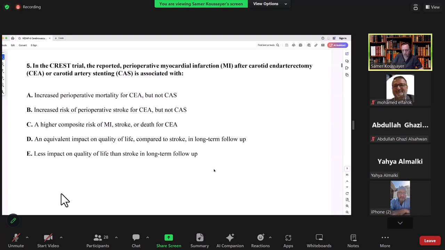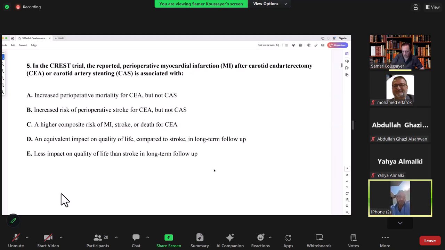Well, let's summarize the CREST trials. They found that if you look at the stroke rate alone, no question, transfemoral stenting has a higher chance of stroke, minor and major, than surgery. If you look at MI, defined as increased troponin with EKG changes or symptoms, you notice the MI is higher with surgery than stent. But if you put them all together, stroke, MI, and death, they found no difference. This is the most important thing about this trial.